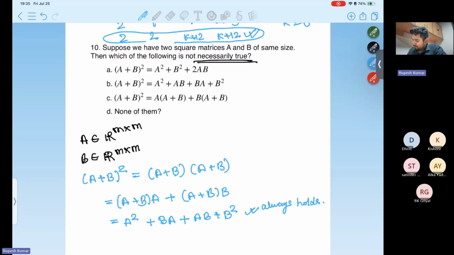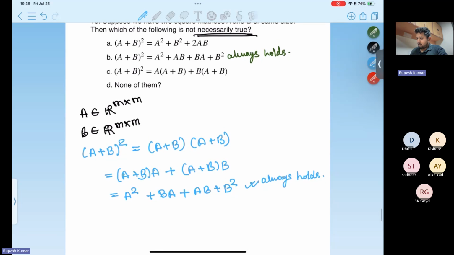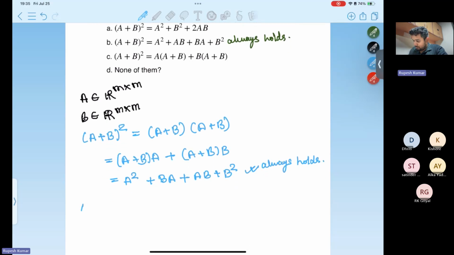Option B, yeah, this is exactly what we are looking at. So this always holds, right? This always holds. Then option C, again, you can always think of option C as distribution. So you can always say A plus B into A plus B can be written as A into A plus B plus B into A plus B. You can always get to this from here also.